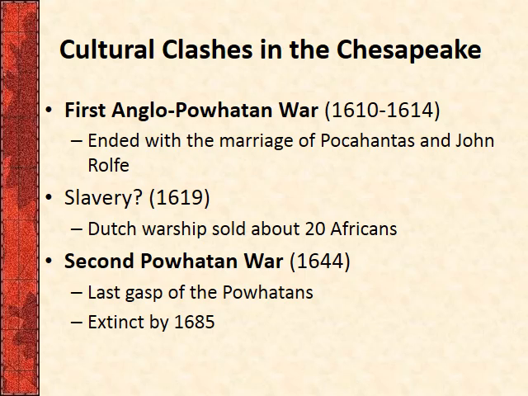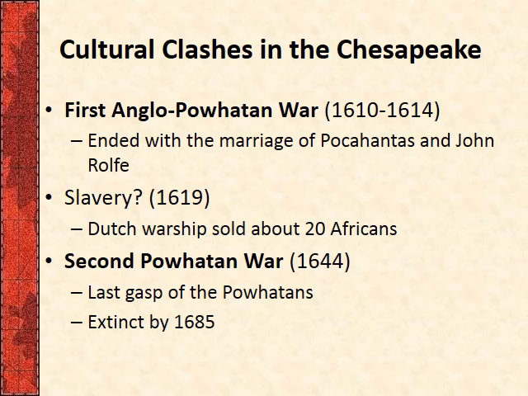So the first major Anglo-Powhatan War goes from 1610 to 1614. It's just constant warfare between the English settlers and the various tribes. It ends with a treaty between Chief Powhatan and the Englishmen, and it's sealed with the marriage of Pocahontas to John Rolfe. Okay. The next big kind of culture clash that we talk about is the institution of slavery, specifically African slavery.